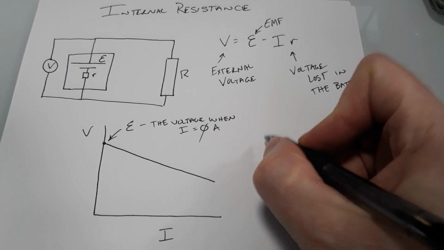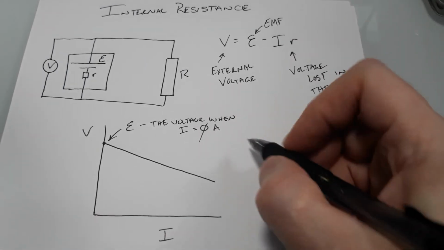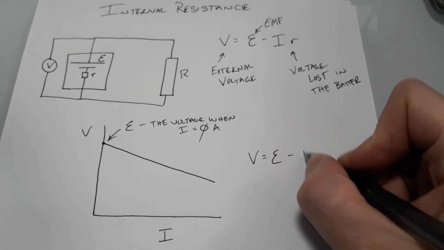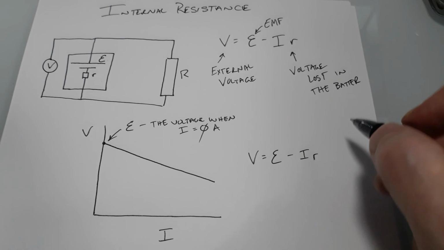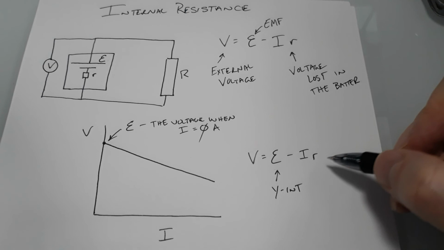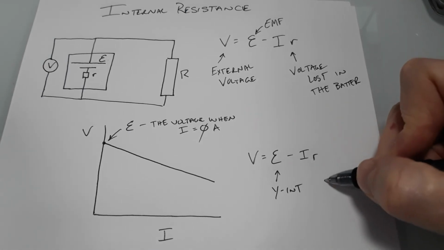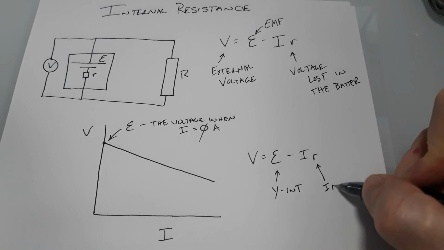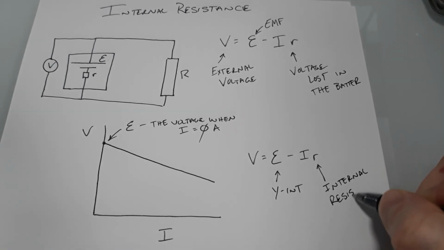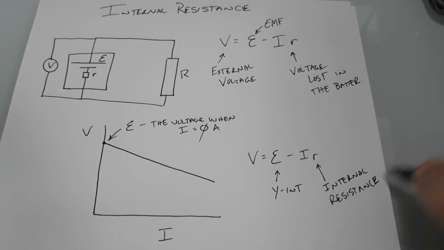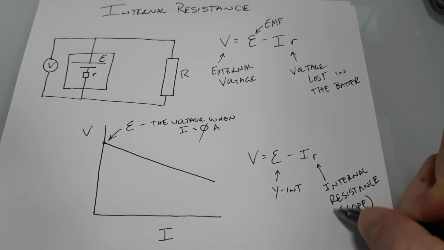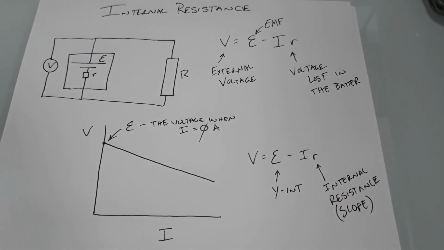So let me write the equation one more time, and let's think about where the various pieces are within this graph. We have that V, the external voltage, is the internal voltage minus whatever internal losses we have. So this is the y-intercept. And we have minus I times r, so that guy, the internal resistance, is the slope. That is the slope of this graph.